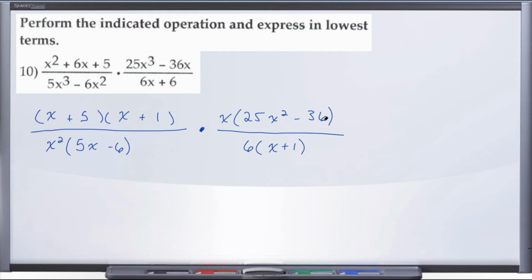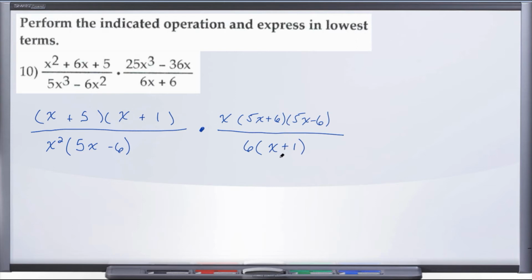All right, now you might have been screaming at your computer screen or your phone, whatever you're watching on, saying, wait, we can keep factoring this, and you're right. 25x squared minus 36 you may recognize as being the difference of perfect squares, right? And so 25x squared minus 36 factors into 5x plus 6 and 5x minus 6. So let's go ahead and get rid of our 25x squared minus 36, and instead we'll replace it with that factor there. All right, so now we've factored each numerator and each denominator as much as we can.